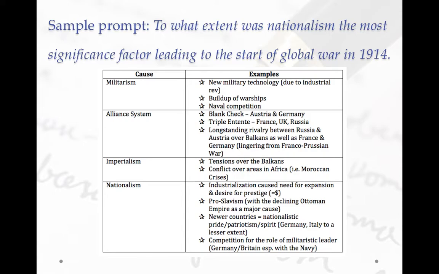I have that industrialization caused a need for expansion and a desire for prestige, which equals money. I have the pan-Slav movement because of the Ottoman Empire starting to decline, as well as, and it's not written here but it's inferred, the conflict arising because of this between Russia and Austria specifically, as well as newer countries being formed, causing this increase of nationalistic spirit, really seen very strongly in Germany, as well as competition for being a military leader internationally, and definitely saw that between Germany and the United Kingdom.